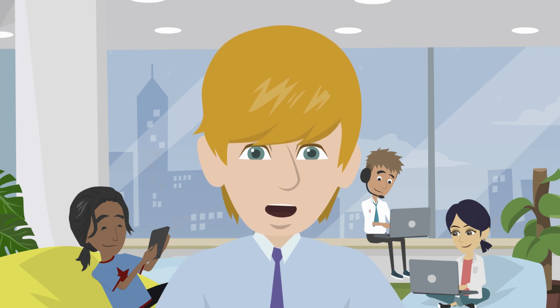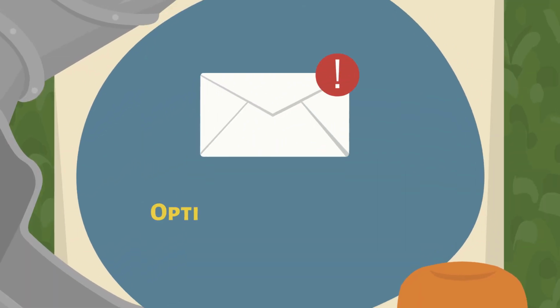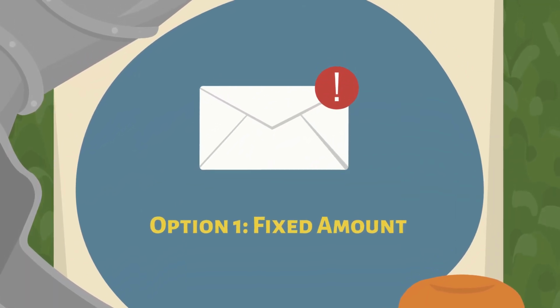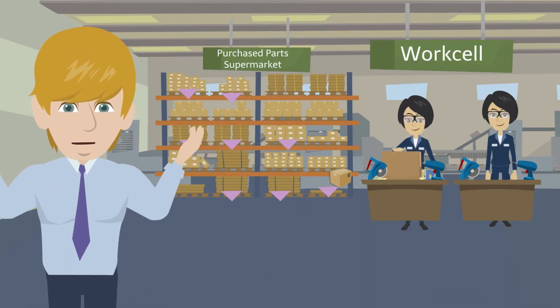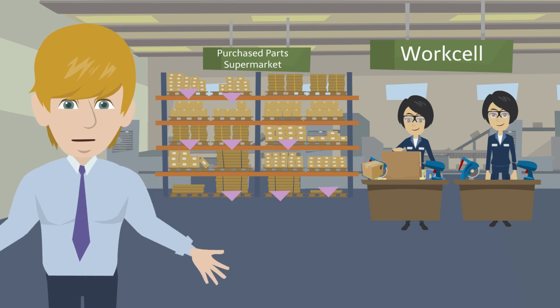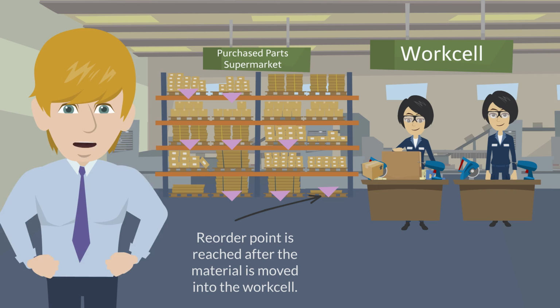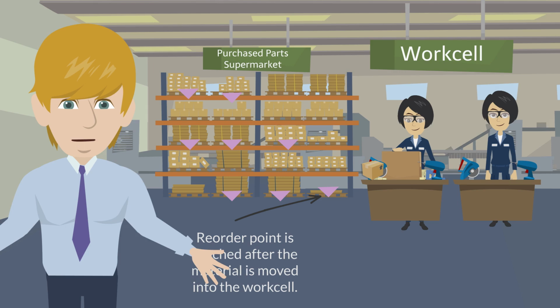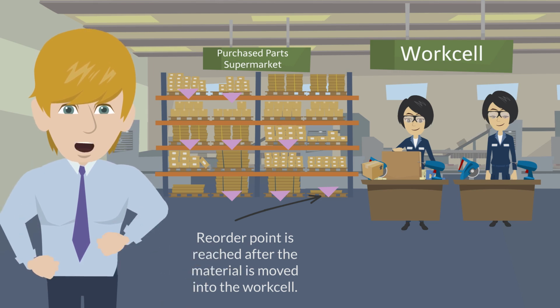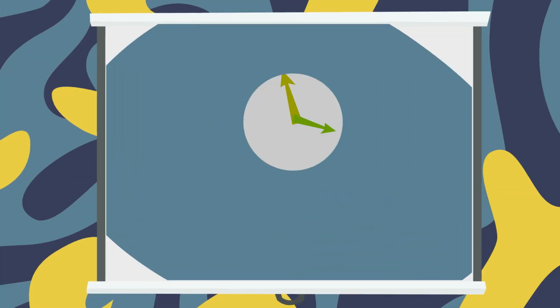Step 2 is choosing your signal method. Option 1. When a particular level of inventory is reached, the supplier is notified to send a fixed amount of product to the buyer to replenish the buyer's purchased parts supermarket. This is the most common method and works with a trigger or reorder point.